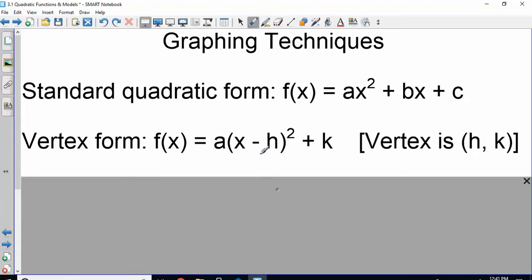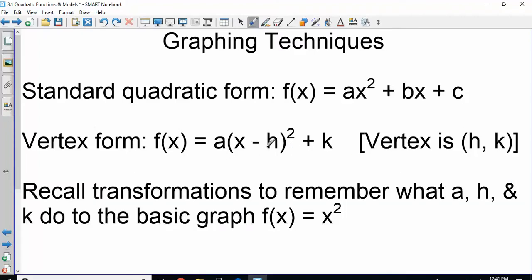And the nice thing about this, if you have the vertex form, then you can use transformations to graph it. Your H will move it left or right, K is going to move it up or down, and that A in front is stretching or shrinking. So that's why we prefer the vertex form, then we can use stuff that we've already been practicing, the transformations, to get our graph.